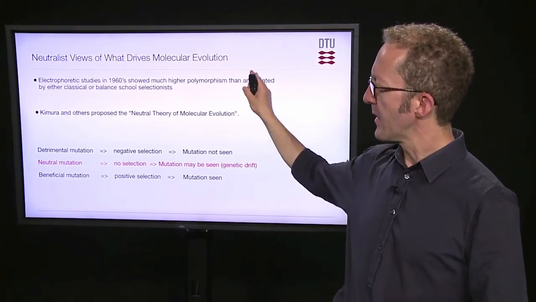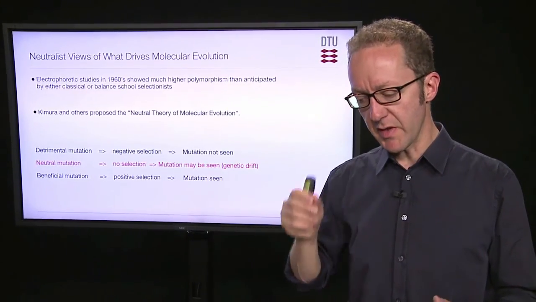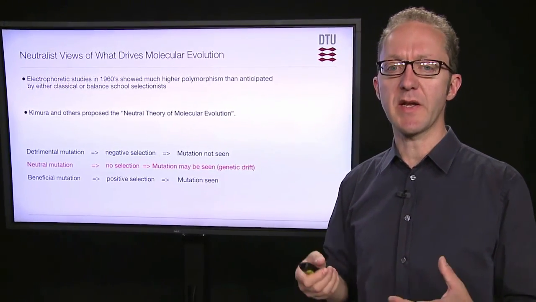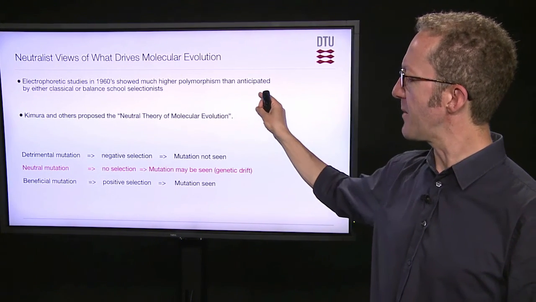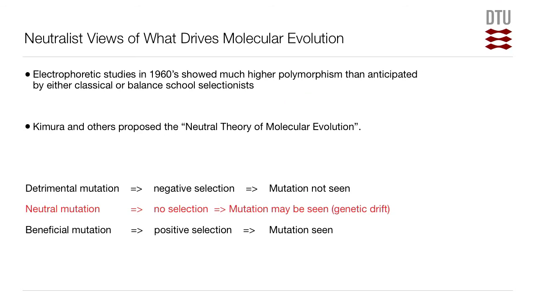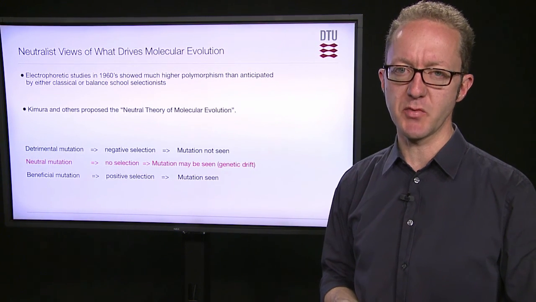However, later on in the 60s, when we first got access to electrophoresis, for instance, for analyzing polymorphism in proteins, it very rapidly became clear that polymorphism was much higher than anyone had anticipated, either in the classical or in the balanced school of selectionists here. Kimura and various other people, he was a Japanese population geneticist, then proposed what has now become known as the neutral theory of molecular evolution.